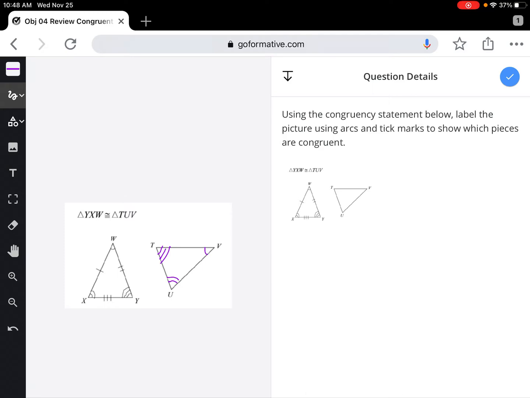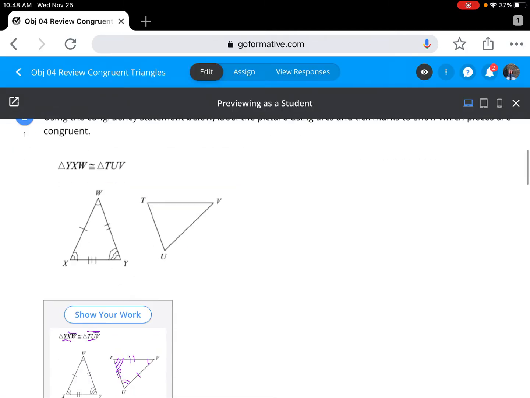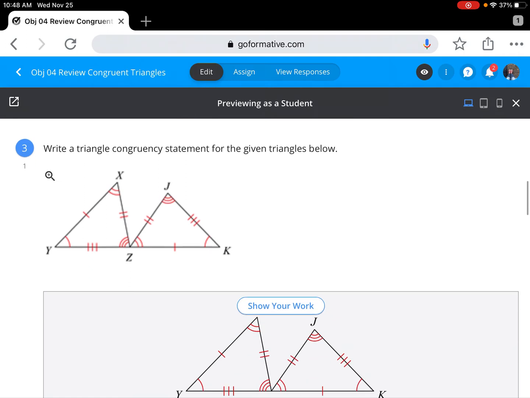Okay, that's the first thing. Then you look at the sides. I have YX, so YX is 3 marks, so TU is also going to have 1, 2, 3 marks. XW has 1 mark, so UV is going to have 1 mark, which means that this one is going to have 2 marks. And that's all you have to do, just kind of show with the congruence.